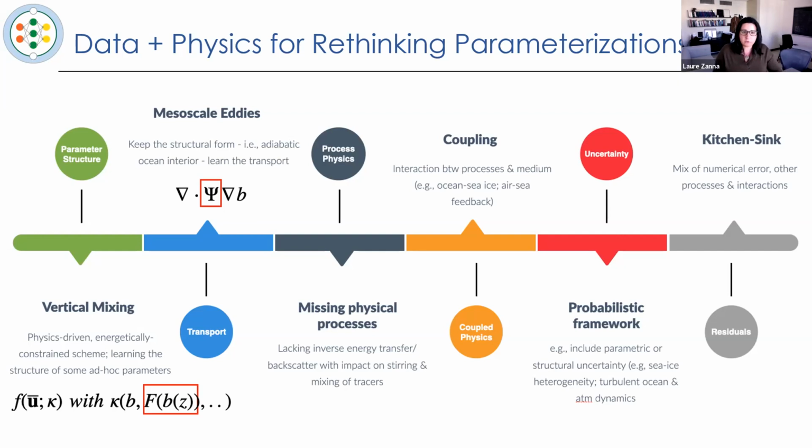So today, what we're going to do is talk about something on the left-hand side of this plot, which is trying to learn the parameter structure. So Brandon is going to go after vertical mixing, where there is a strong and well-grounded parameterization that has been developed by Brandon and others, and actually try to learn some of the ad hoc coefficients in that parameterization with data. And so I'm going to pass it on to Brandon.